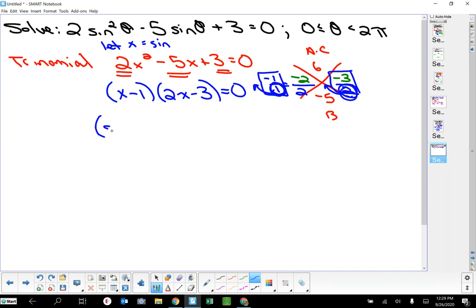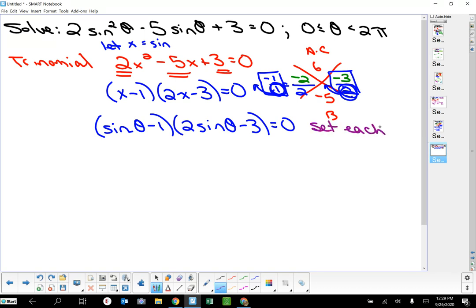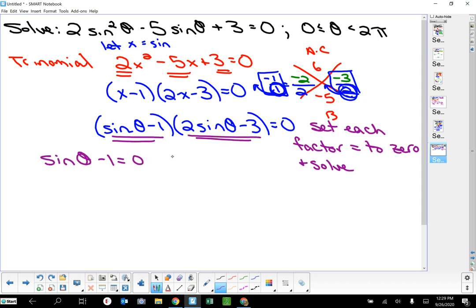So I'm going to just now say sine of theta minus 1 and 2 sine theta minus 3 equals 0. And then remember, whenever you factor and solve, you set each factor equal to 0. So now I'm going to take this factor and set it equal to 0, and set this factor equal to 0, and solve each of them separately.